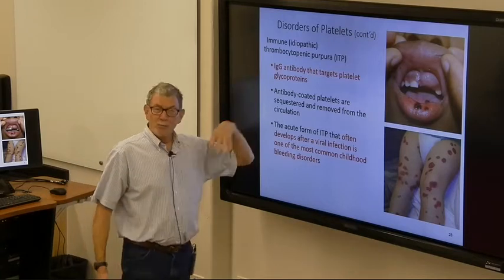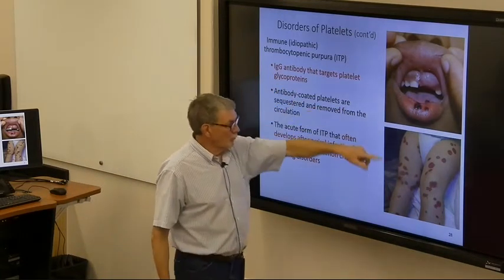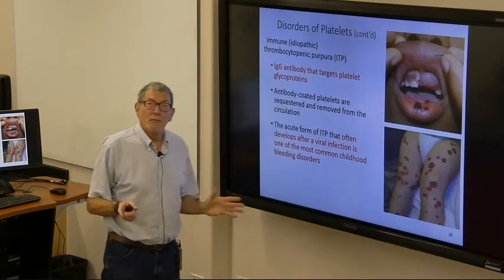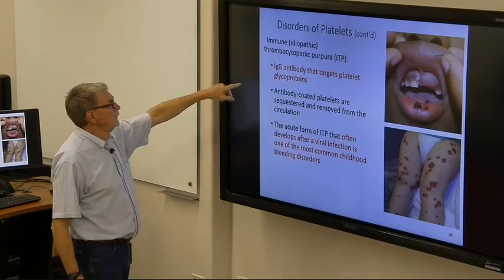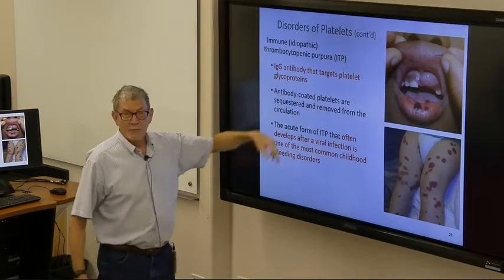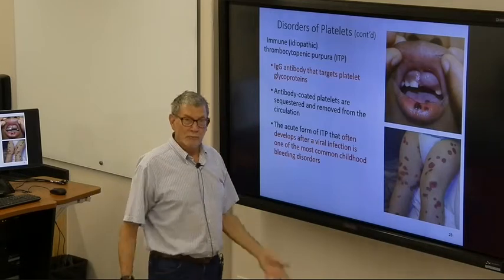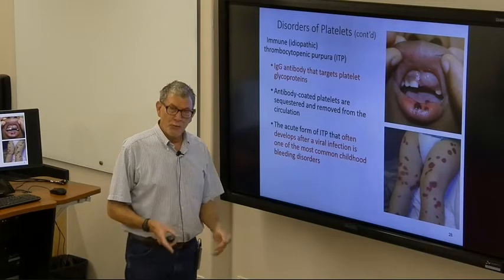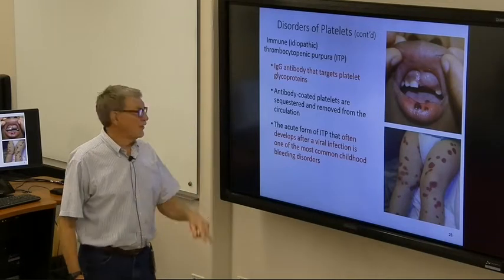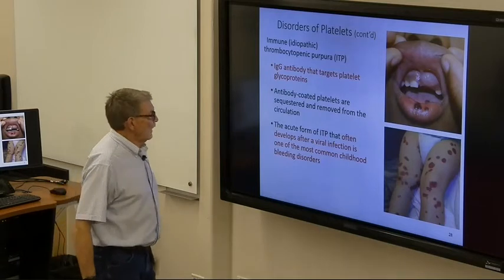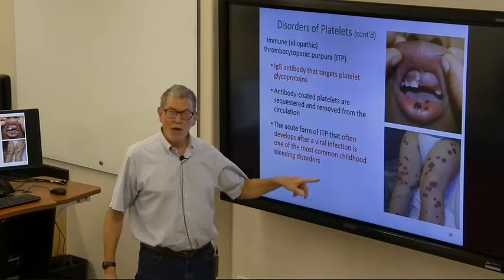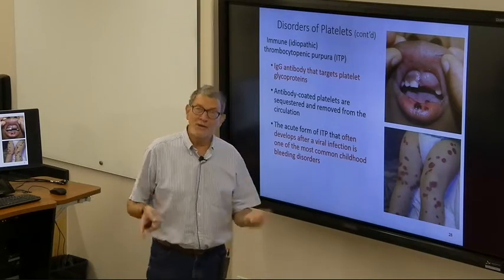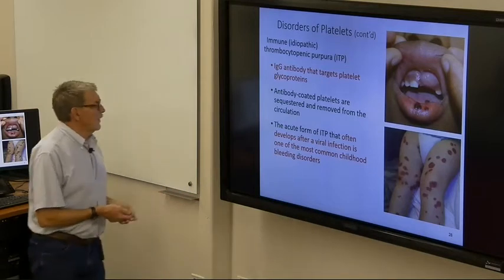Idiopathic thrombocytopenic purpura, causing bruising. So this is genetic or something, not specifically known, but it's kind of autoimmune. Your own immune cells attack the thrombocytes, produce antibodies that attach to them. In kids, this is common after a viral infection that causes an overproduction of immune cells and an overactivity of immune cells to begin with.